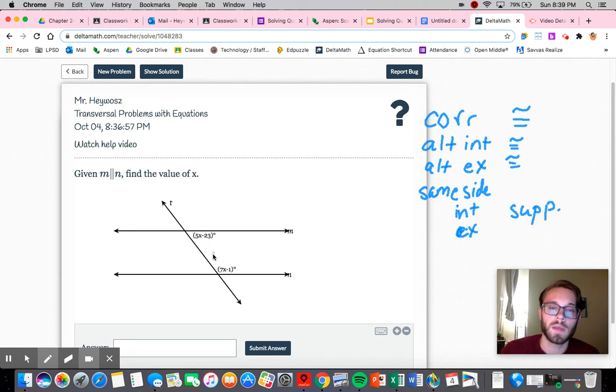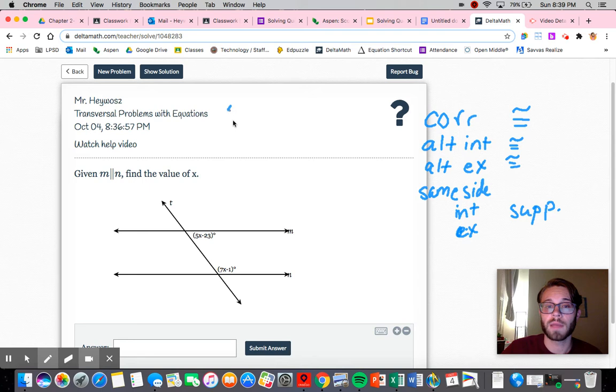So let's look at these two. We know that it's given that M and N are parallel. So these two lines are parallel, and T is a transversal because it cuts through two parallel lines. Now, on the inside, right in between them, we are dealing with interior angles, and they are on the same side of the transversal. So we know they are same side interior, so they must be supplementary. And as a reminder, that means they add up to 180 degrees.